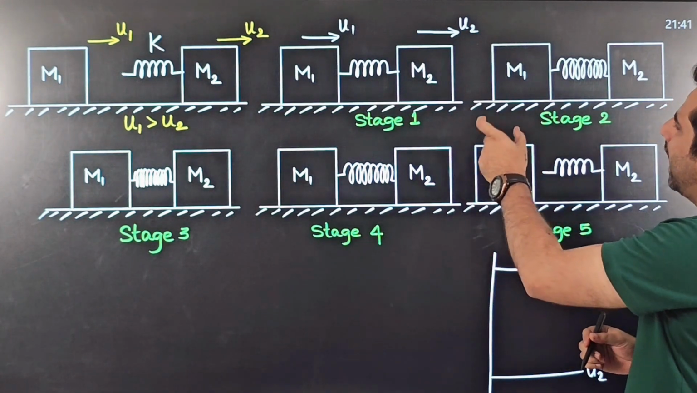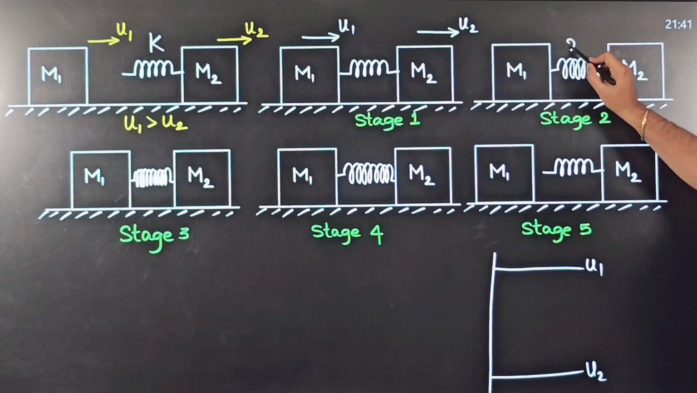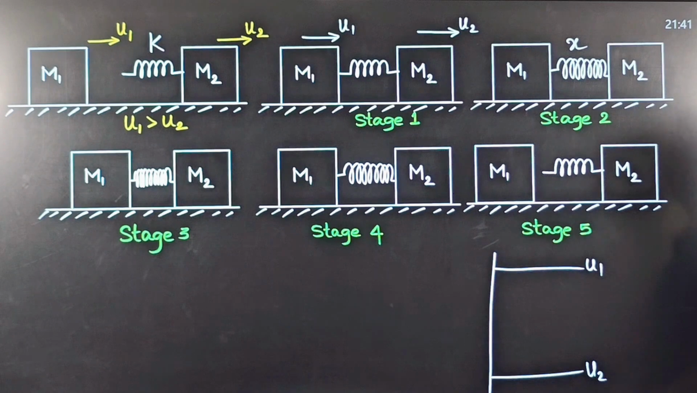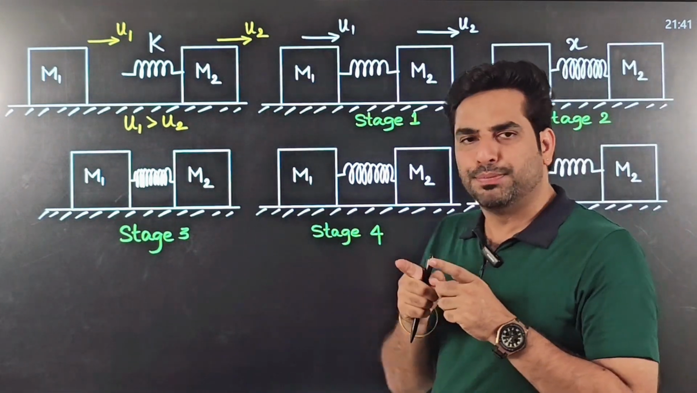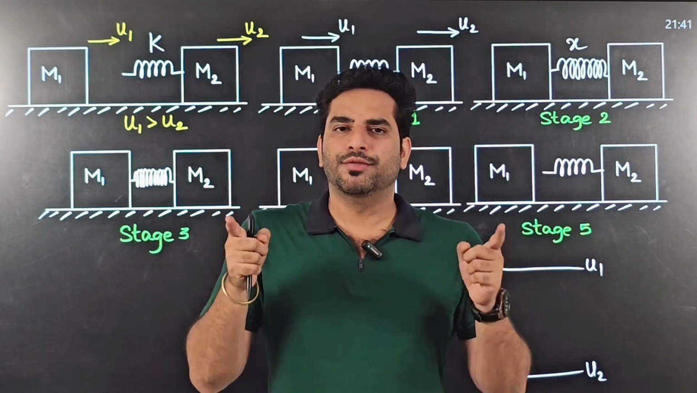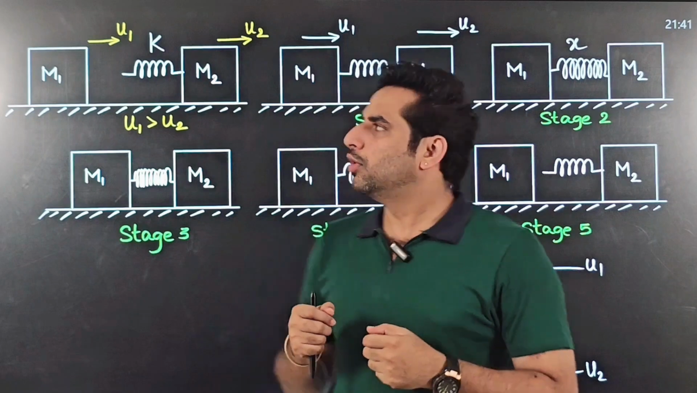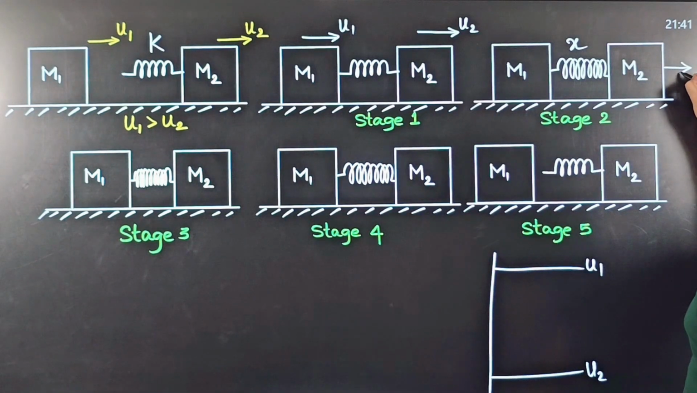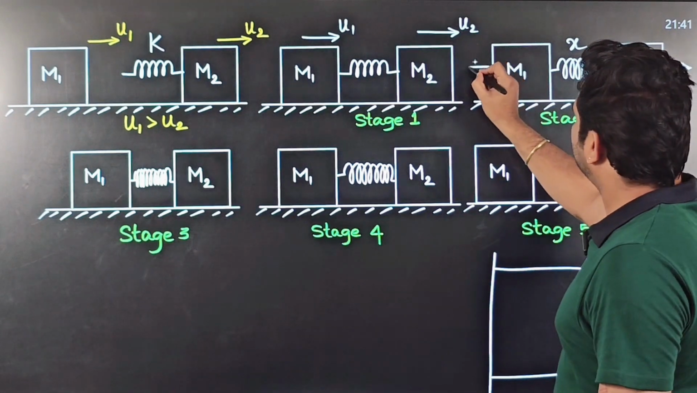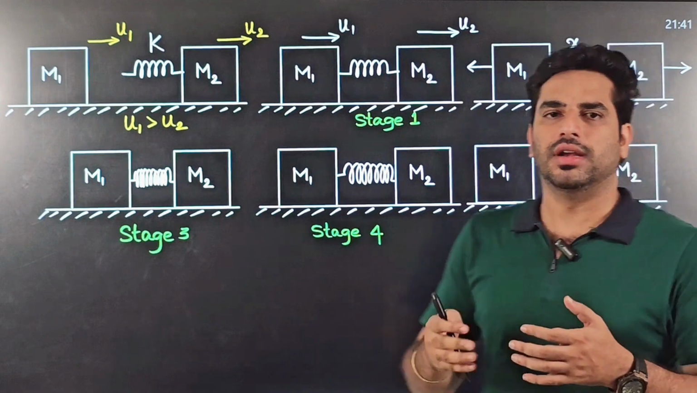Because next instant, as the distance between M1 and M2 decreases, the spring gets compressed. Let me say the compression in the spring is X. And as the spring gets compressed, the spring starts pushing from two ends. The spring force is a pushing force as it gets compressed. So on M2, the spring force is acting in the rightward direction. On M1, the spring force is acting in the leftward direction, as the spring wants to get back to its natural length.